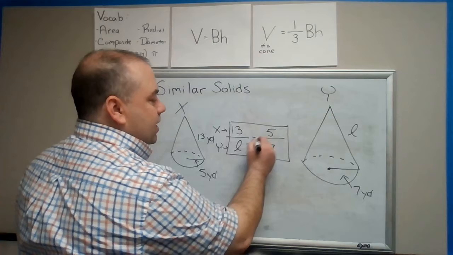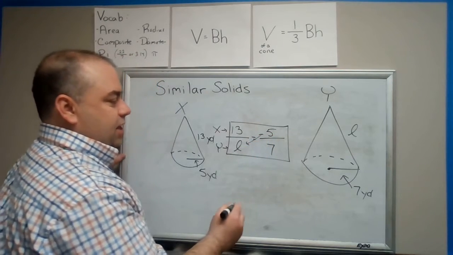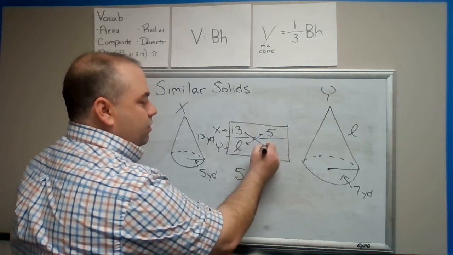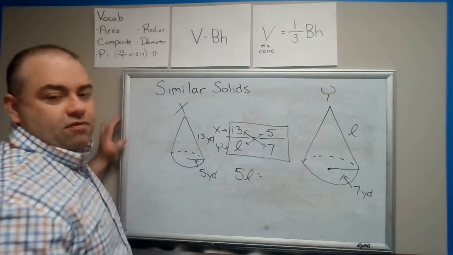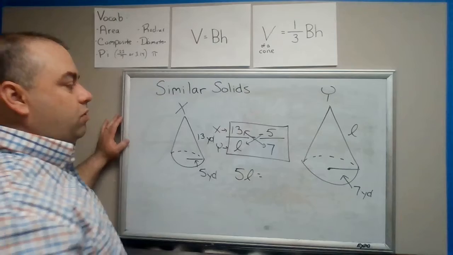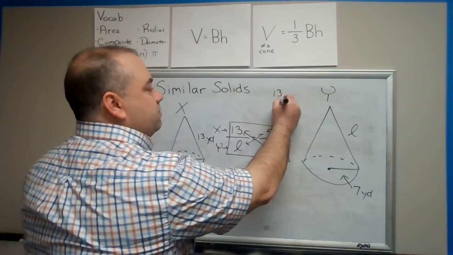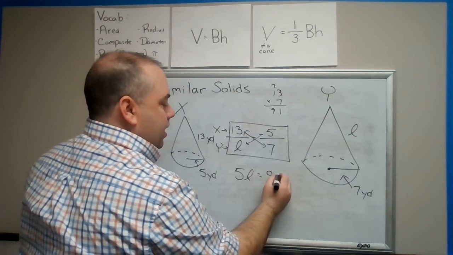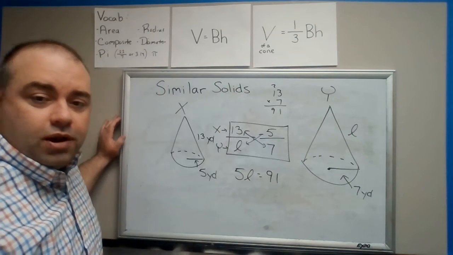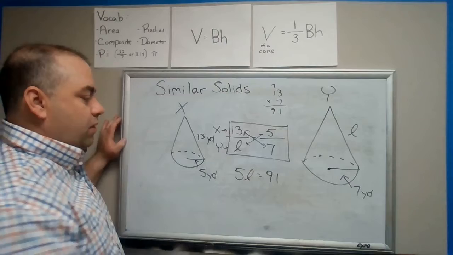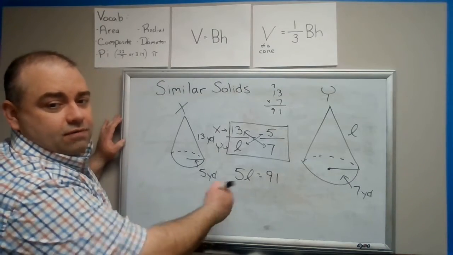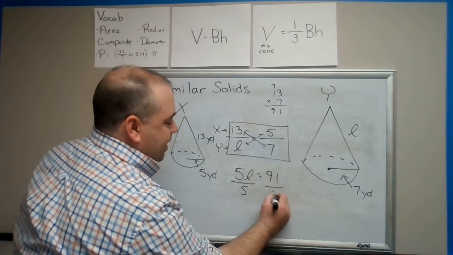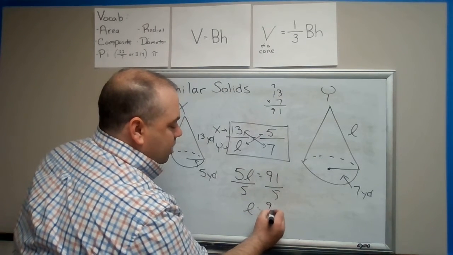So if I go 5 times L, my missing length, that's going to equal 13 times 7. Some of you out there already know 13 times 7. If you don't know it, you can set it up on your scratch paper or use a calculator. I got 91. Okay, so 5L equals 91. A little bit of algebra here. To get this L out by itself, I need the inverse operation of multiplication, which is division. So I'm going to divide both sides by 5. L is going to equal 91/5.